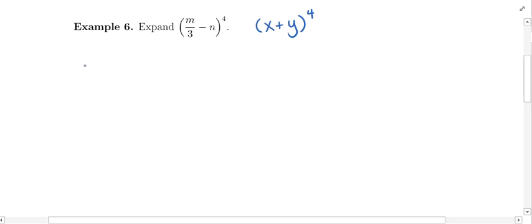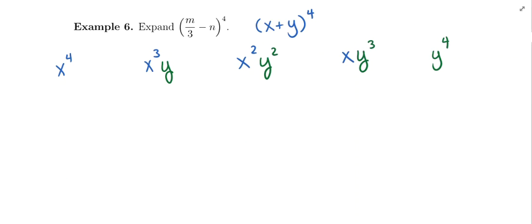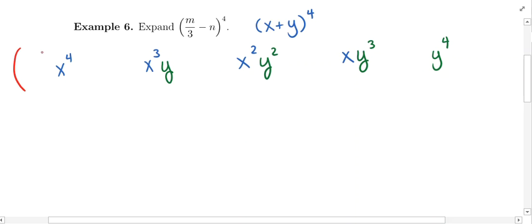I will start with my x's. I'm going to have x to the fourth in the first term, then x cubed, then x squared, then x, and then the last term won't have an x. Then I'll pick up my y's. My y's will start in the second term. Powers will increase by 1 until I get to the last term, which is going to have a y to the fourth. And then I need to go back and get my binomial coefficients.